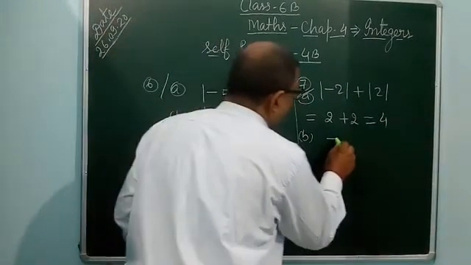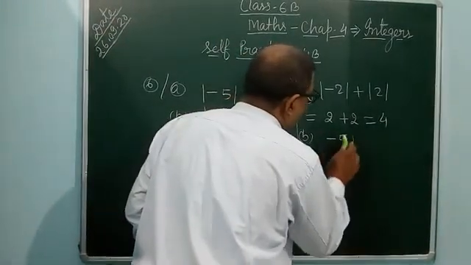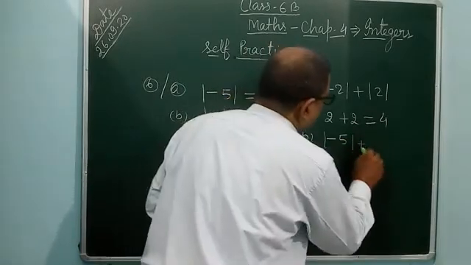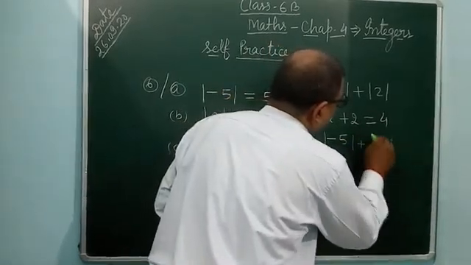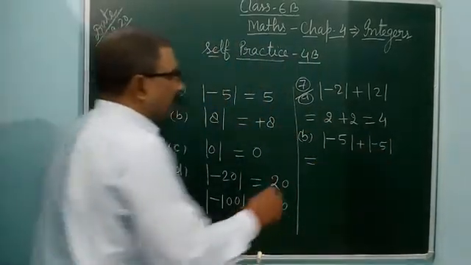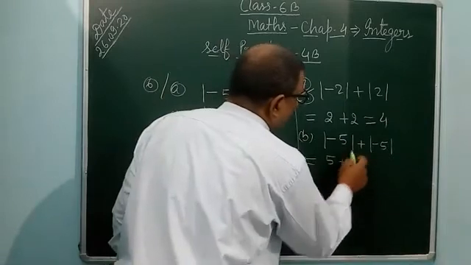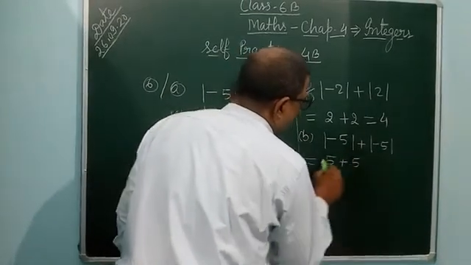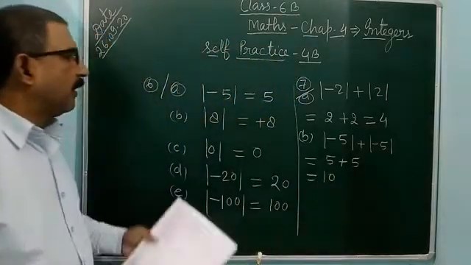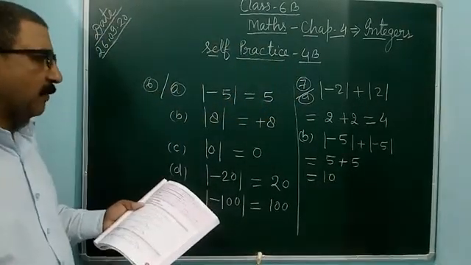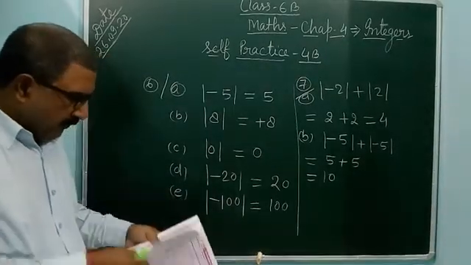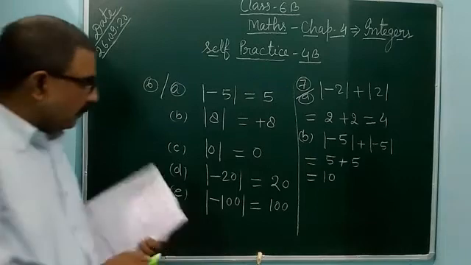7b. -5 in mod and plus -5 again in mod. See, the absolute value of -5 is 5, plus -5 in mod is 5. 5 plus 5 is 10. So 10 means plus 10 is the value of that expression, -5 in mod plus -5 in mod.